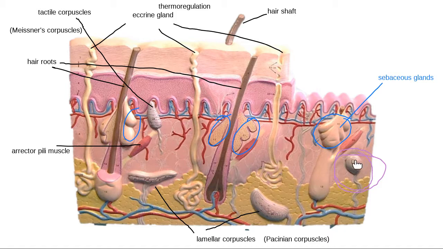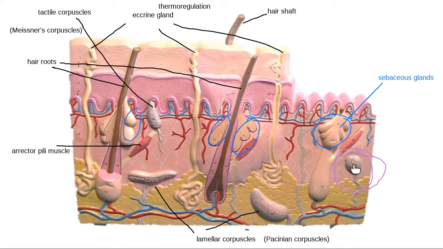The one that's kind of hanging out in the middle of things. This is my favorite Pacinian corpuscle because it's so deep. This one's pretty deep as well, though, but this is the one that I really think is the best lamellar corpuscle. Lamellar corpuscle down here, tactile corpuscle up here. We can ignore this one here.